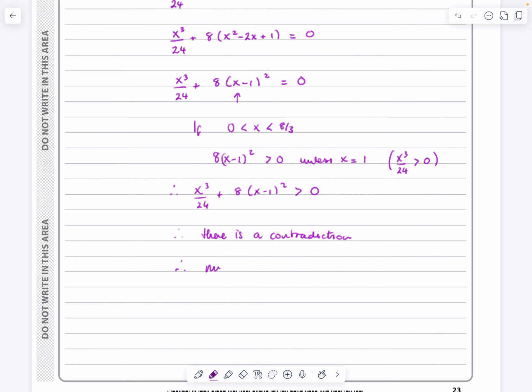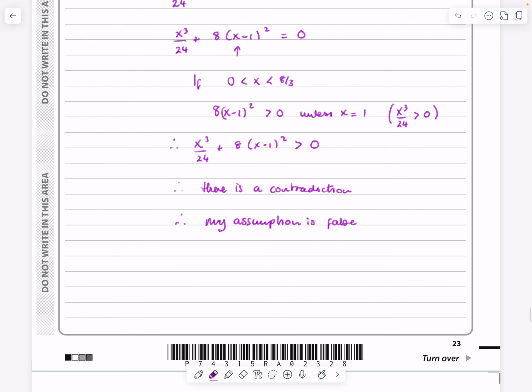Therefore, my assumption is false, and I always finish every one of my proofs by contradiction with these last two statements. My assumption is false, therefore, whatever we were trying to prove originally is true. So therefore, in this case, the two lines do not meet.